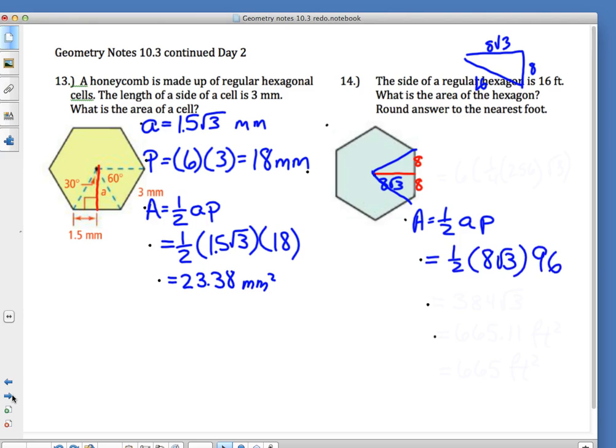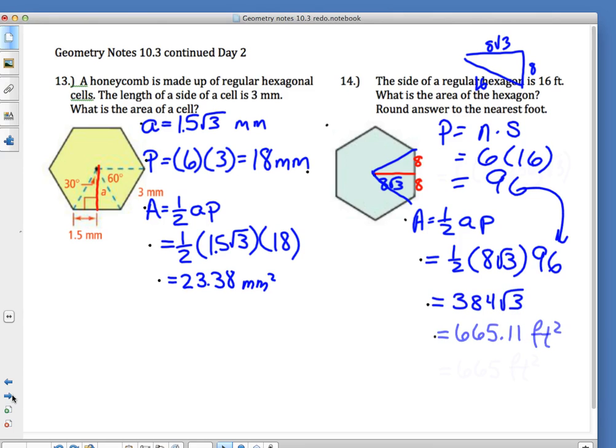Where did I get 96? When I'm doing this, my perimeter is equal to the number of sides times my side length. The number of sides is 6, my side length is 16. That's where 96 came from. Now I'm just finishing out my problem. I do the exact answer and I do my approximate. Exact is with that square root there.